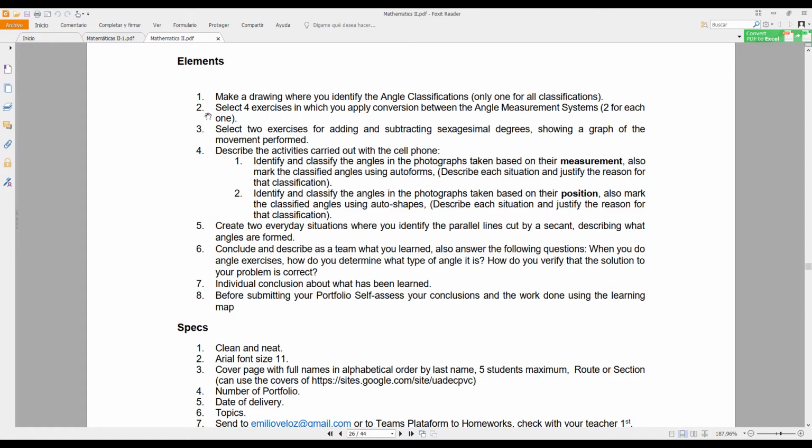Okay, we continue. Number 2: select an exercise in which you apply conversion between the angle measurement systems. It is an exercise you did, you will only copy that exercise here. Number 3: select 2 exercises for adding and subtracting sexagesimal degrees, showing a graph of the movement performed.